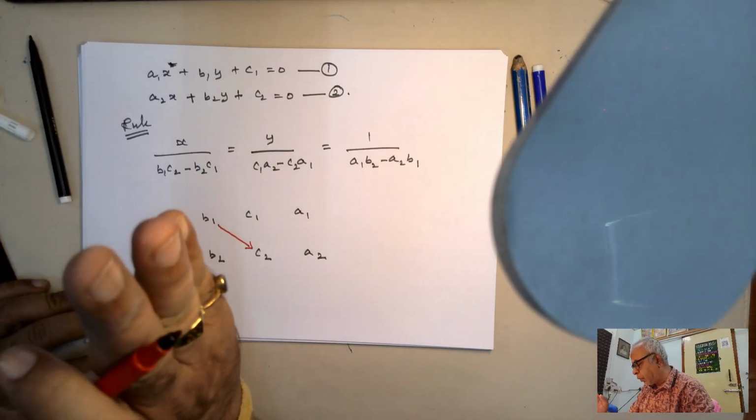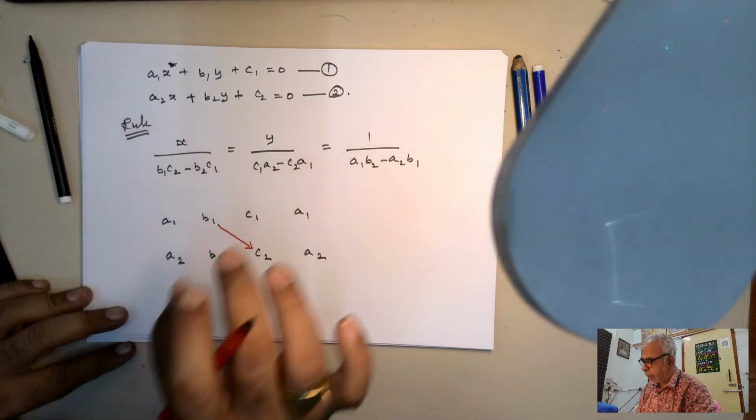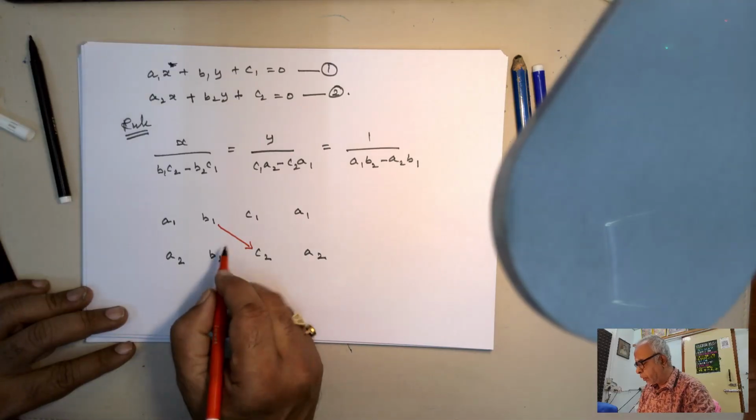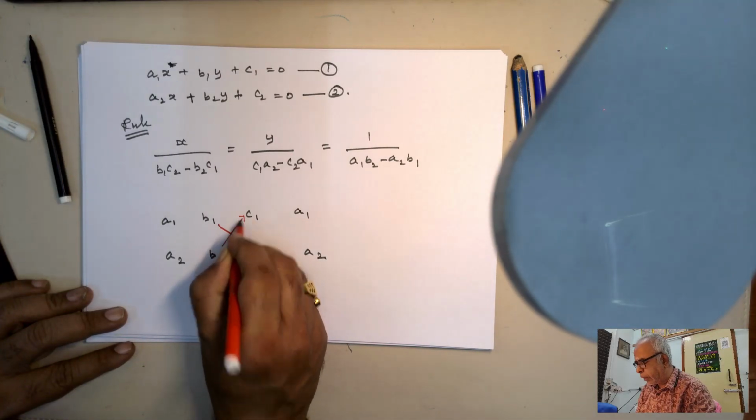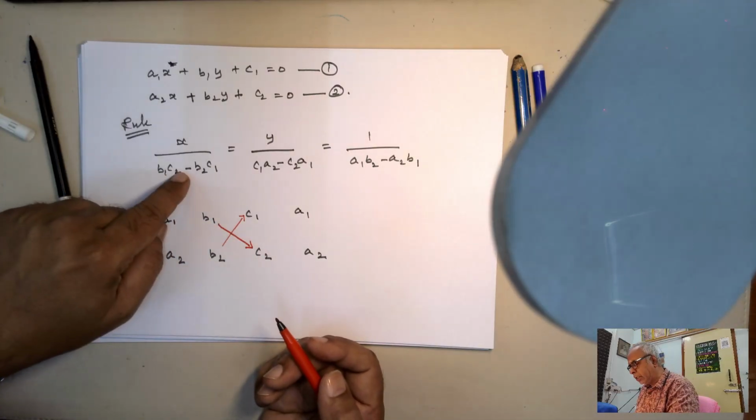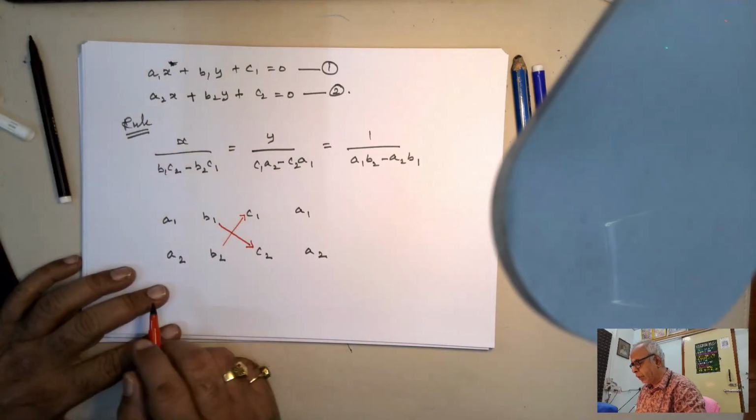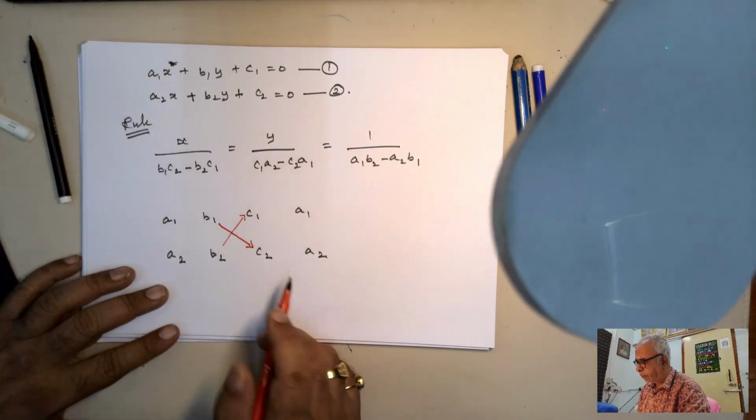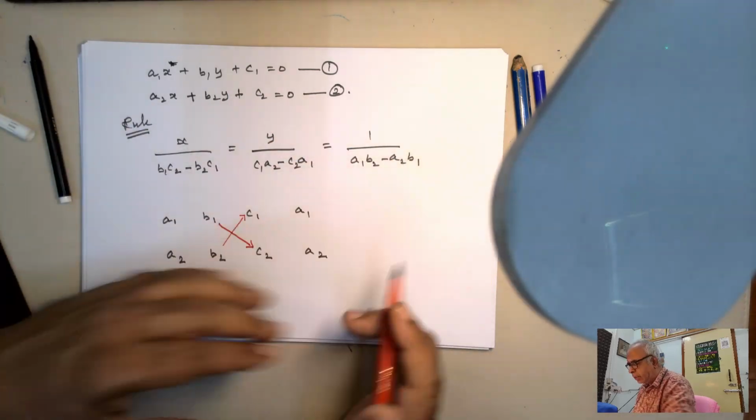Whenever you do the multiplication, you get the negative sign by rule. So this goes upward, B2, C1. So what it becomes? B1 C2 minus B2 C1. You got this clear? Then let us take this one. C1, A2. This is the way you can easily arrange this rule.